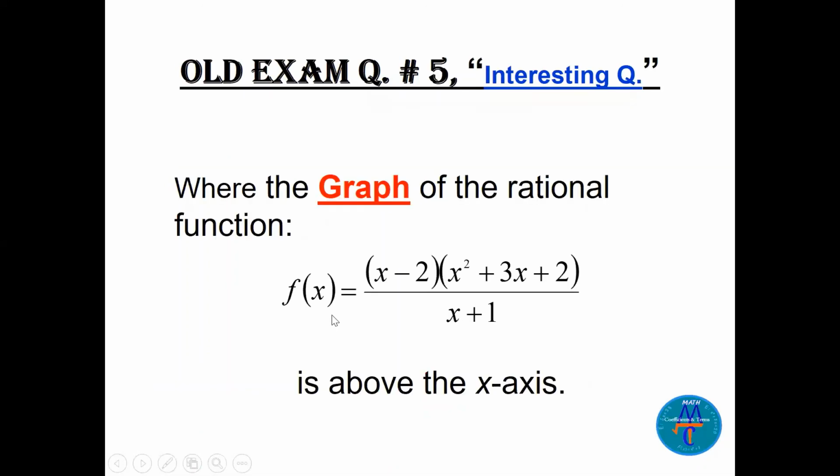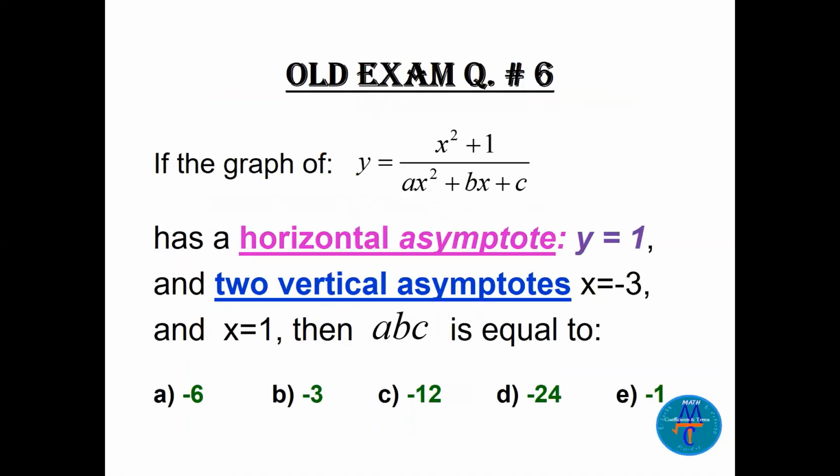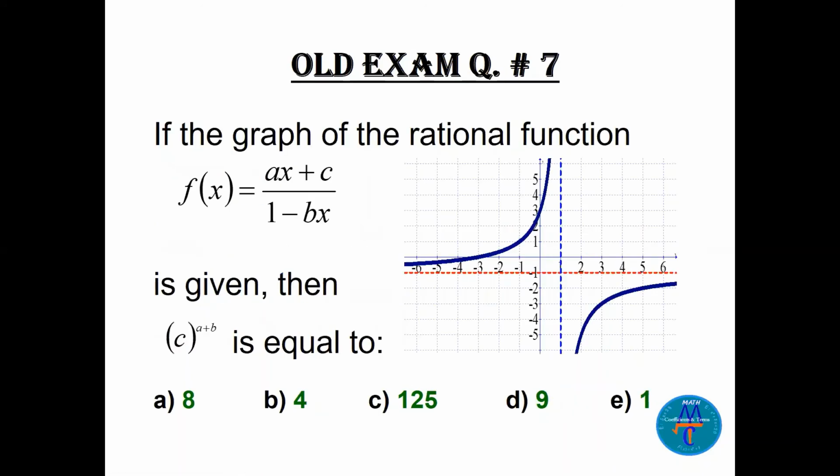Okay, find these values where the graph of this rational function is above the x-axis, so you have to check and see where is the graph. You have to graph it for sure. And then if the graph of this function y equals x squared plus 1 over ax squared plus bx plus c has horizontal asymptote y equals 1, 2 vertical asymptotes x equals minus 3, x equals 1, then find the product a times b times c, multiple choice. So choose the correct answer after finding a, b, and c, then multiply them.